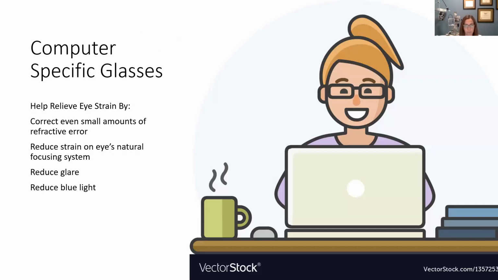The other thing, this is not related, if you don't have these at home, it's not something that you can do now, but if you are doing a lot of computer work, something to think about would be to get a computer-specific pair of glasses. These help relieve eye strain by correcting even a small amount of refractive error. I'm going to go into what refractive error is on the next slide. They help reduce eye strain by just relaxing your eye's naturally focusing system. They also reduce glare, and they reduce blue light, which I'm going to talk a little bit more about coming up here too.